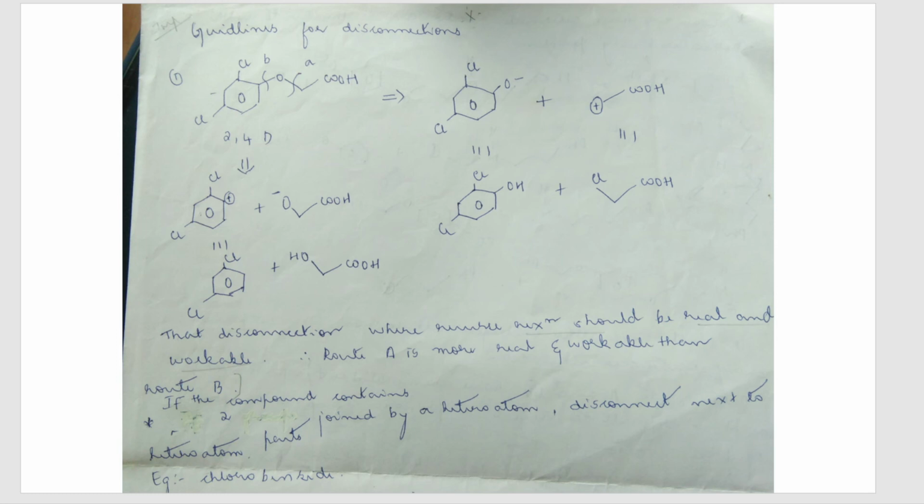So the first guideline is that the disconnection where the reverse reaction is real and workable should be followed. That is, you have to do the disconnection in such a way that when you're coming in the reverse order, when you're taking the synthetic equivalent and trying to make that target molecule, that reaction should be real and workable. It should be easily happening.